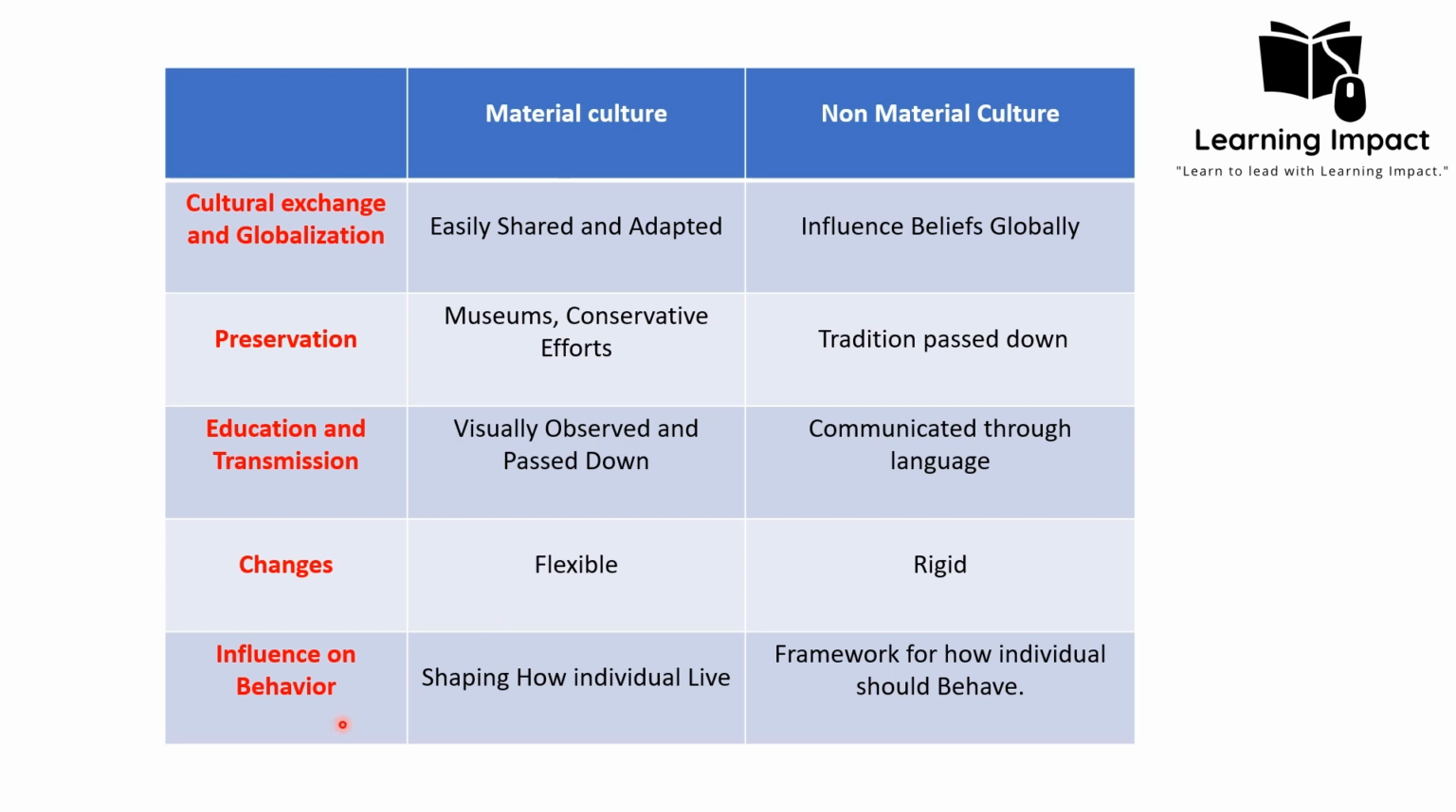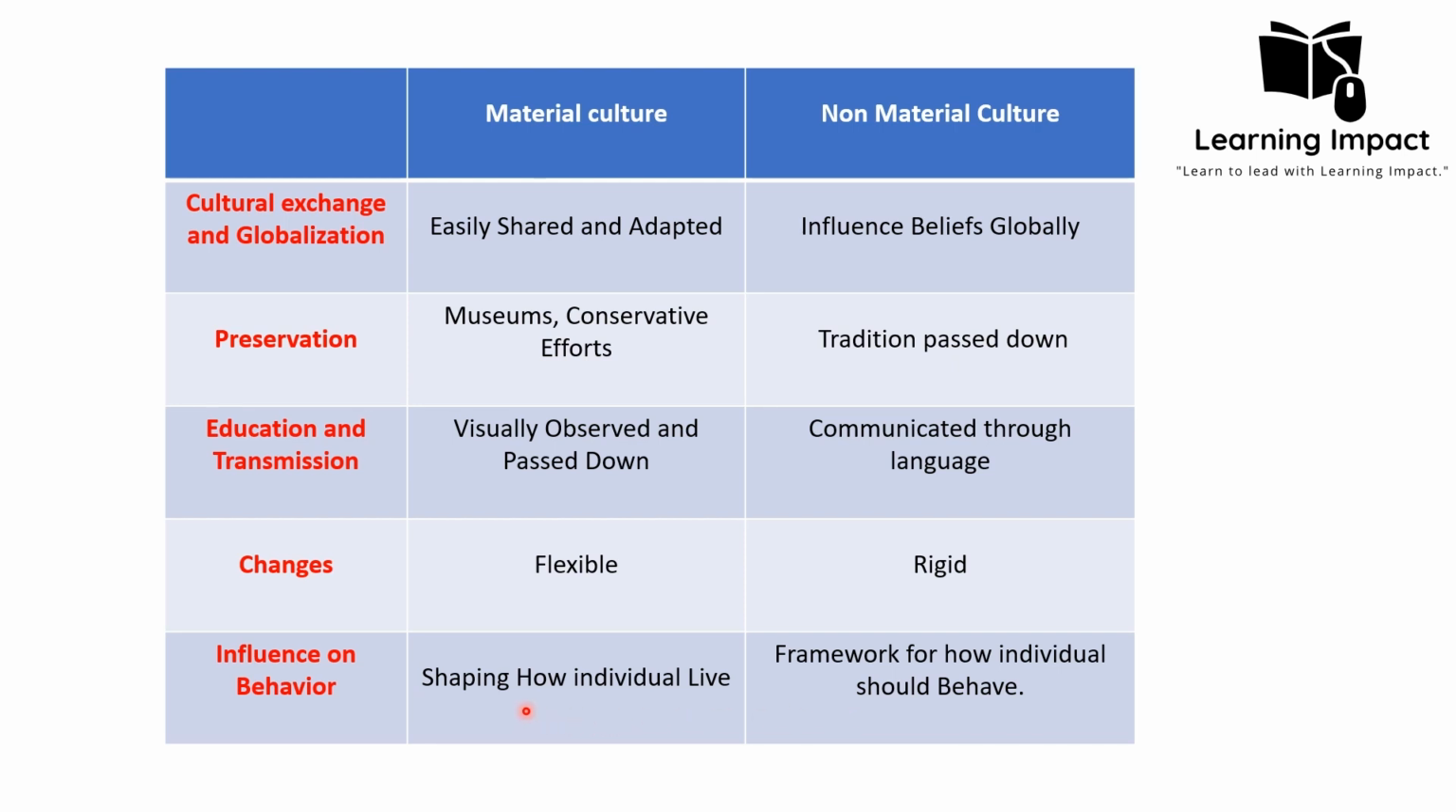Then influence on behavior. How do material and non-material culture influence individual behavior? Material culture shapes how individuals live because it is all about the lifestyle. It is all about the things which you use, the items, the luxury items you use. So this is shaping how individuals live. While in case of the non-material culture, it provides a framework for how individuals should behave.